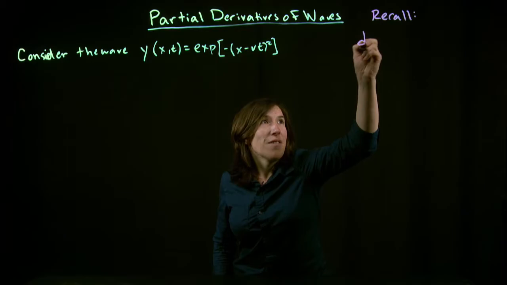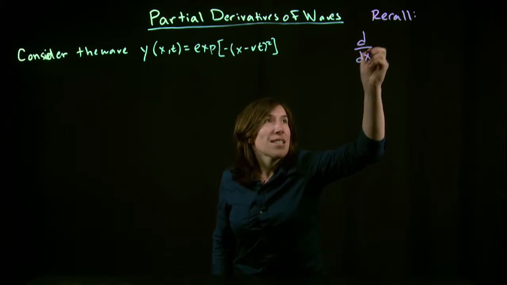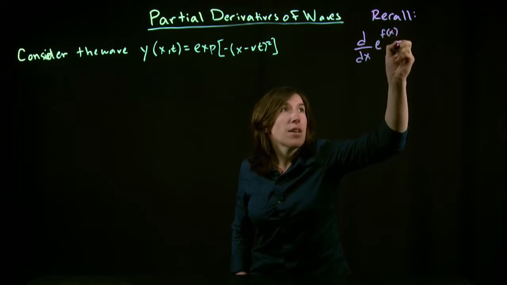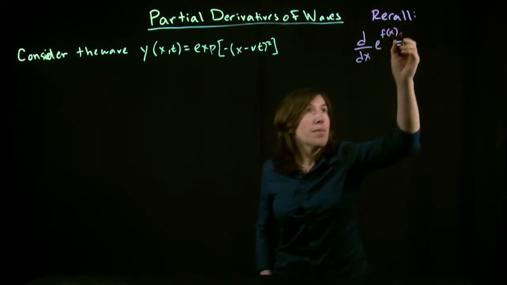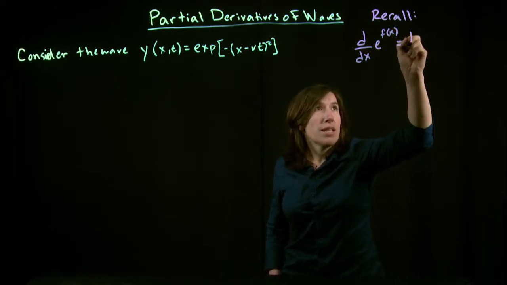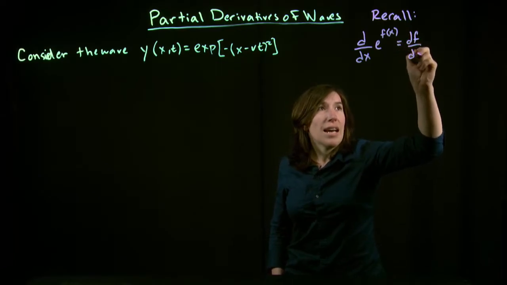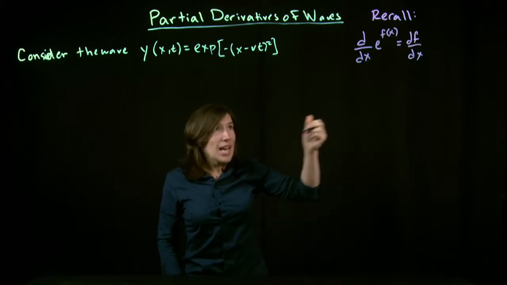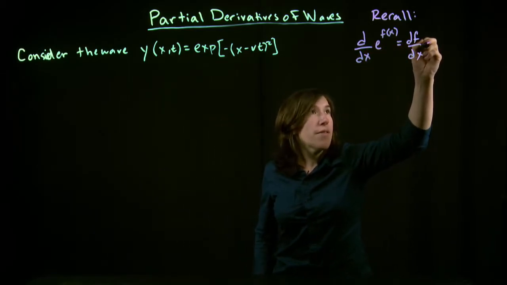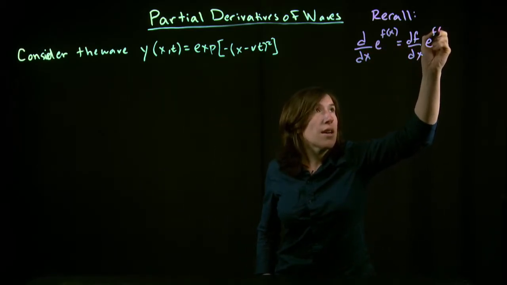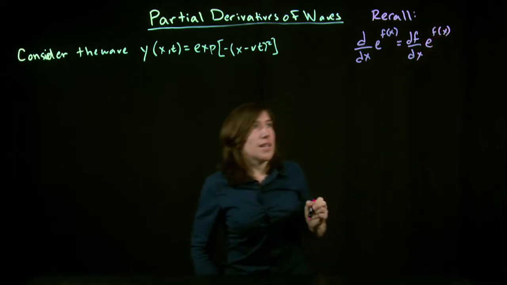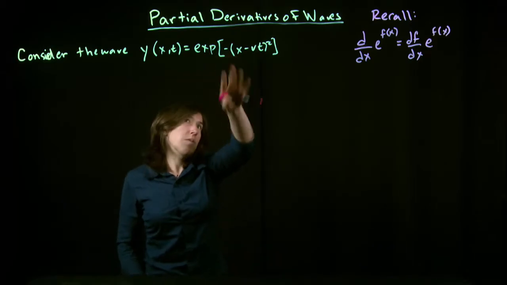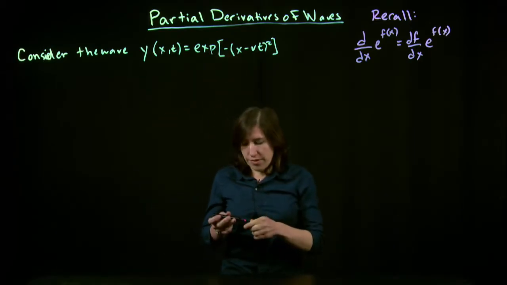So if we have d dx of, let's say, e to some function f of x, you have to do the chain rule. And so you end up with df dx. But the derivative of e to the x is simply e to the x. So the derivative of e to f of x, you just carry along e to the f of x. This is something that we're going to need throughout this video when we start to take partial derivatives.